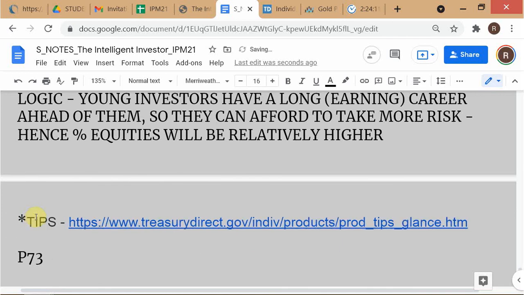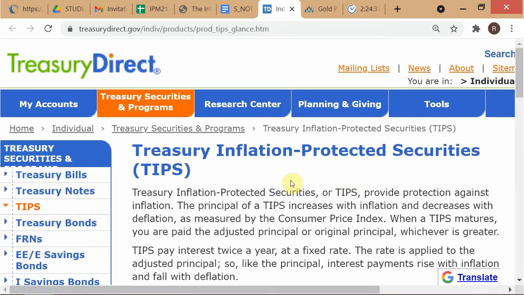TIPS is, what is TIPS? Does anybody know what is TIPS? We have discussed it before actually in this course. Anybody? TIPS? Not what you give to the waiter at a restaurant, but in investing, what is TIPS? Especially in the context of inflation hedges? No? Nobody? Okay.